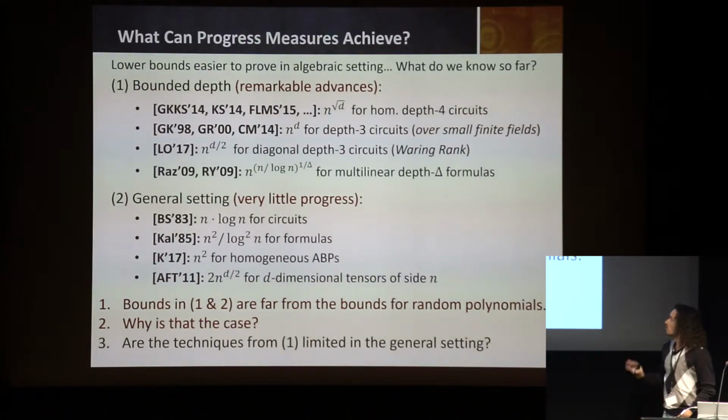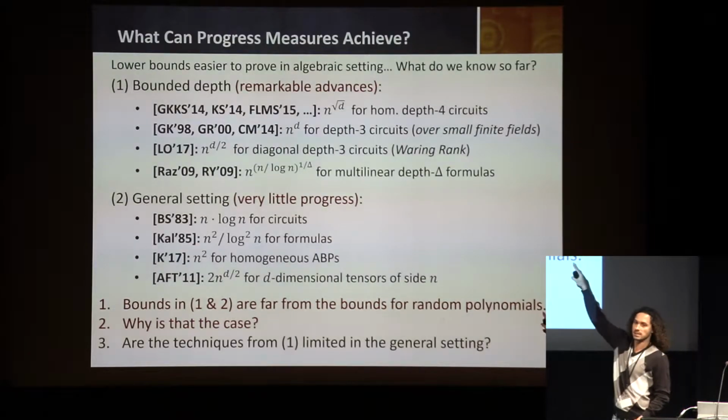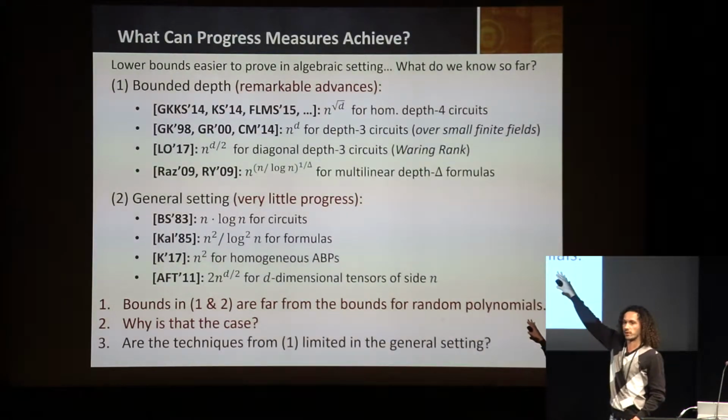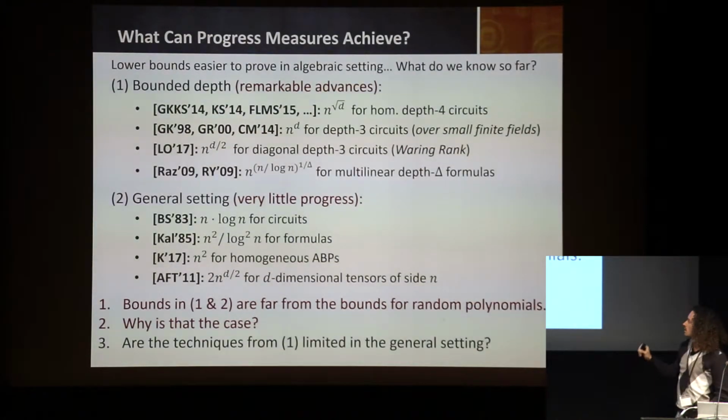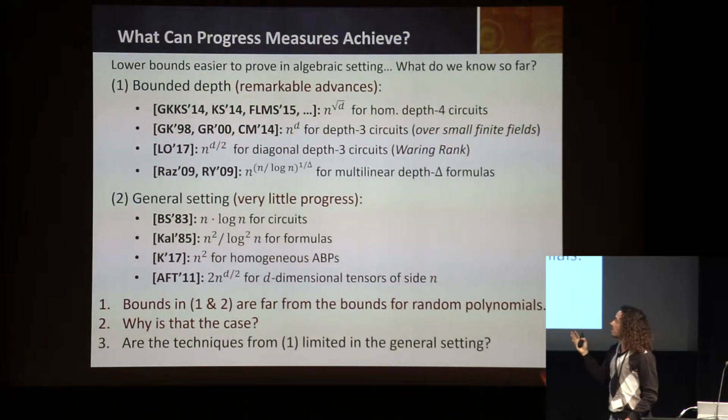So the punchline of this slide is that bounds 1 and 2 are very far from bounds for random polynomials. Even with the remarkable advances in step 1, the lower bounds that you can get for those models of computation for random polynomials are much larger than the bounds that we proved so far. So the bounds in 1 and 2 are very far from the bounds that we know for random polynomials. And this begs some explanation.